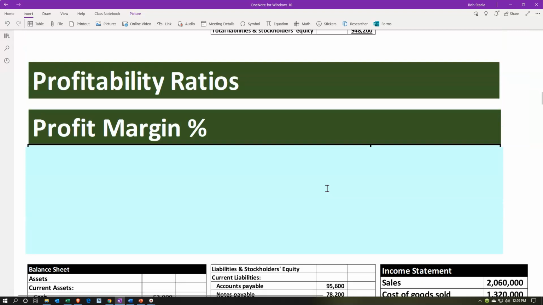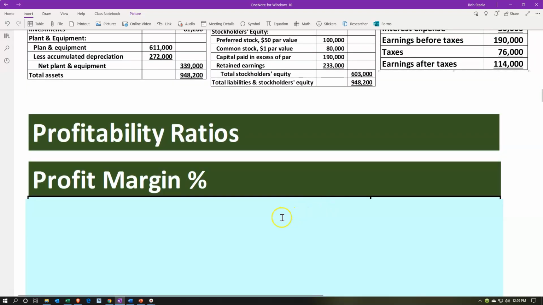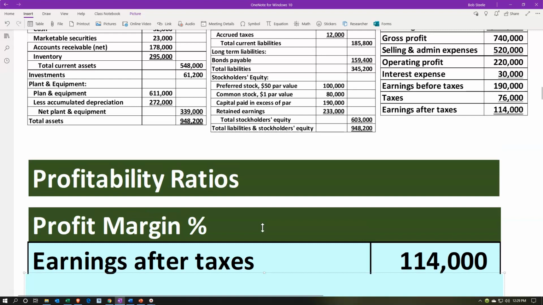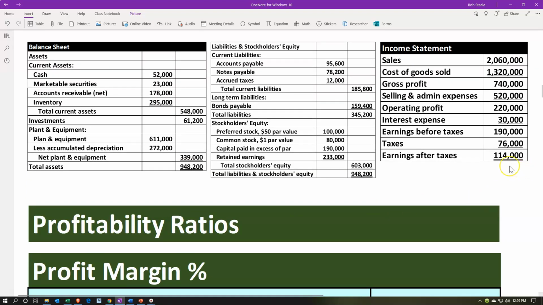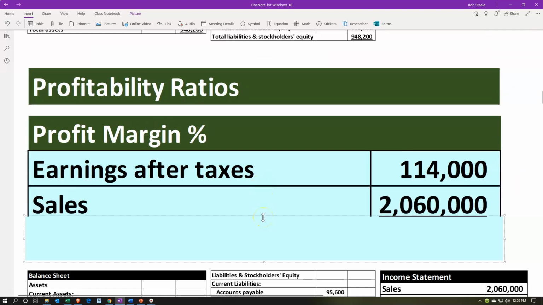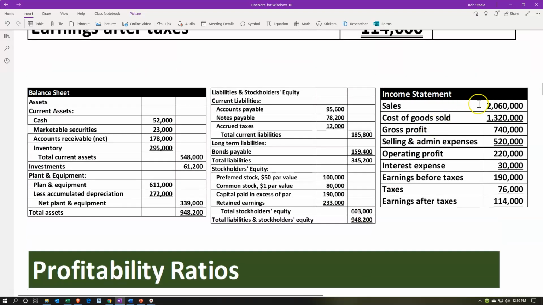So let's go back up top. We're going to be calculating then the profitability, the profit margin percent. So let's take a look at that. That's going to be the earnings after taxes, net income. This is going to be our income statement number. Bottom line of the income statement, 114,000. That's our performance number. We're comparing that to the top line of the income statement, sales.